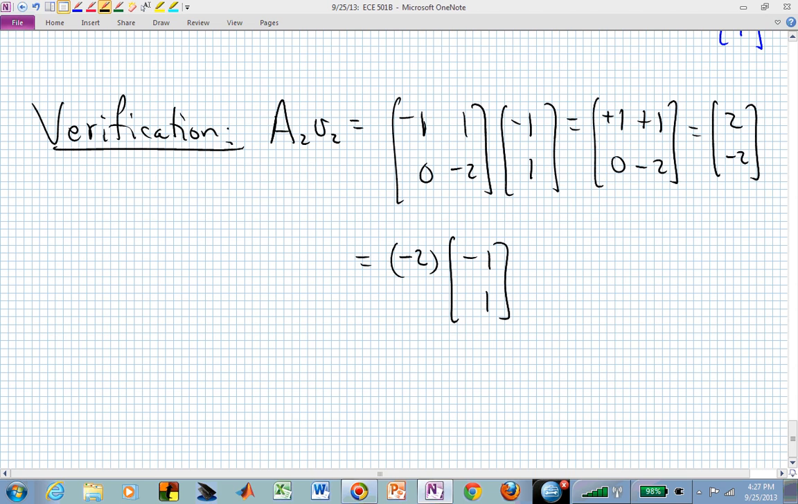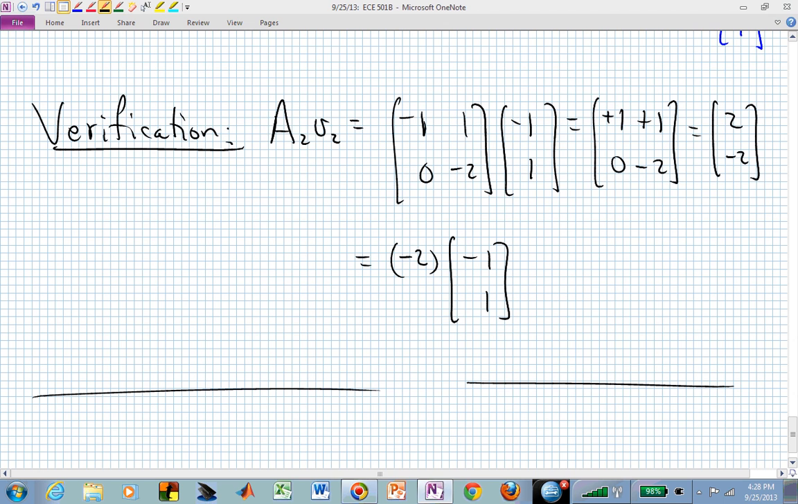No. What am I doing? Is that okay? I didn't do my notes right. But this, I think, is okay, right? So this is now some scalar times the same vector v sub 2 that we started with. Is my algebra okay? So that now verifies that indeed v sub 2 is an eigenvector associated with the eigenvalue -2.